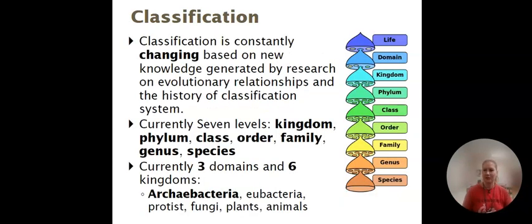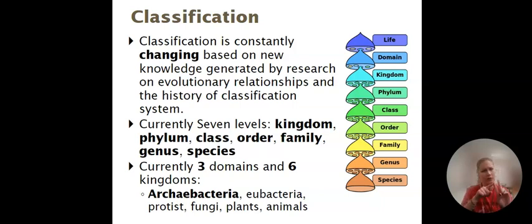Okay, getting closer there. So the classification system is constantly changing, constantly. Back in Aristotle's days, whatever year that is, there were only 2 kingdoms, plant and animal. That was it. Today, we have 6 kingdoms. So we have greatly improved the number of kingdoms. Why? 2 reasons. We discovered new organisms, and we developed better technology.